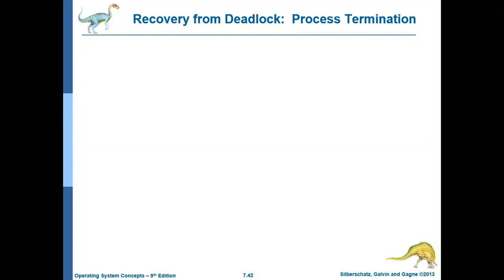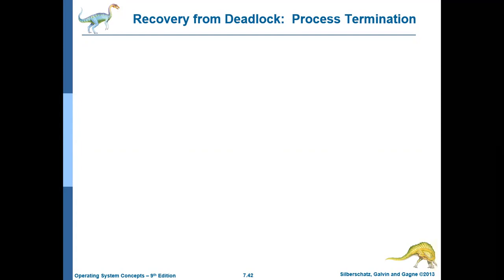So basically there are two ways to do this. The first method is to terminate some of the processes which are involved in the deadlock so that there is no circular wait. So if we break the circular wait, obviously the system will come out of the deadlock state. So that is the first method.